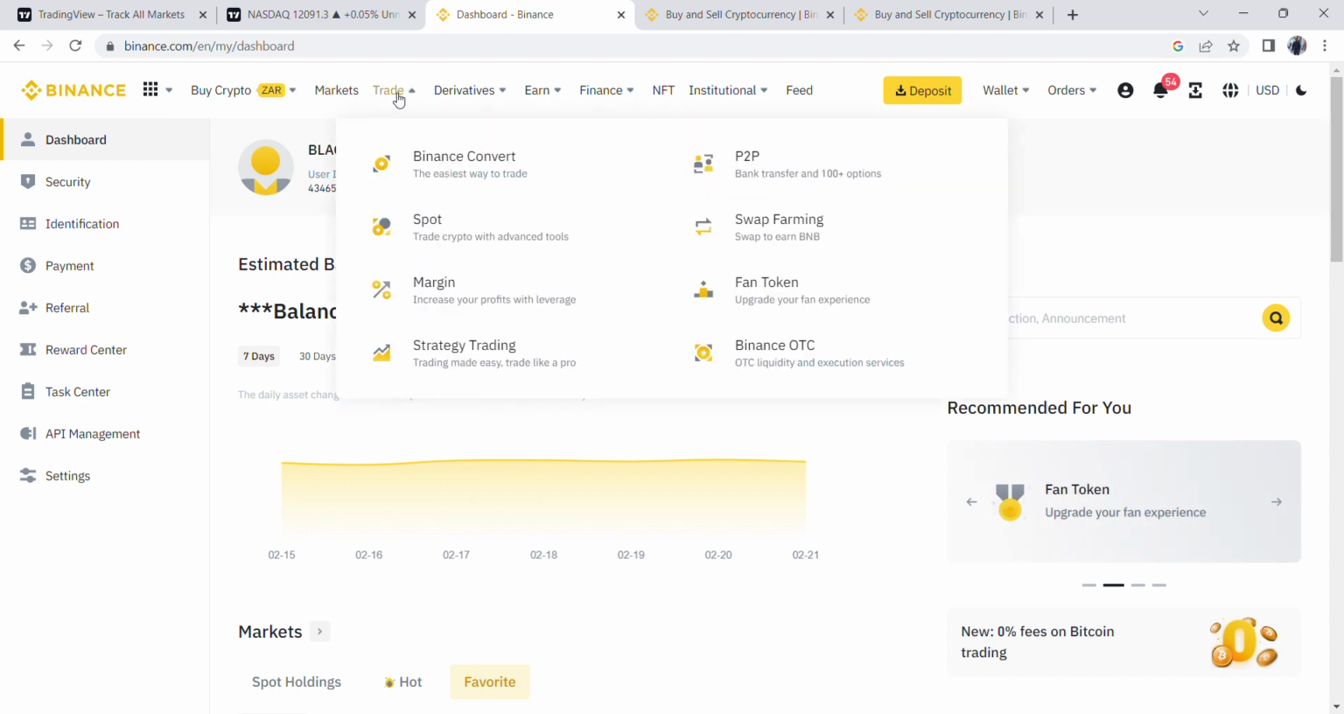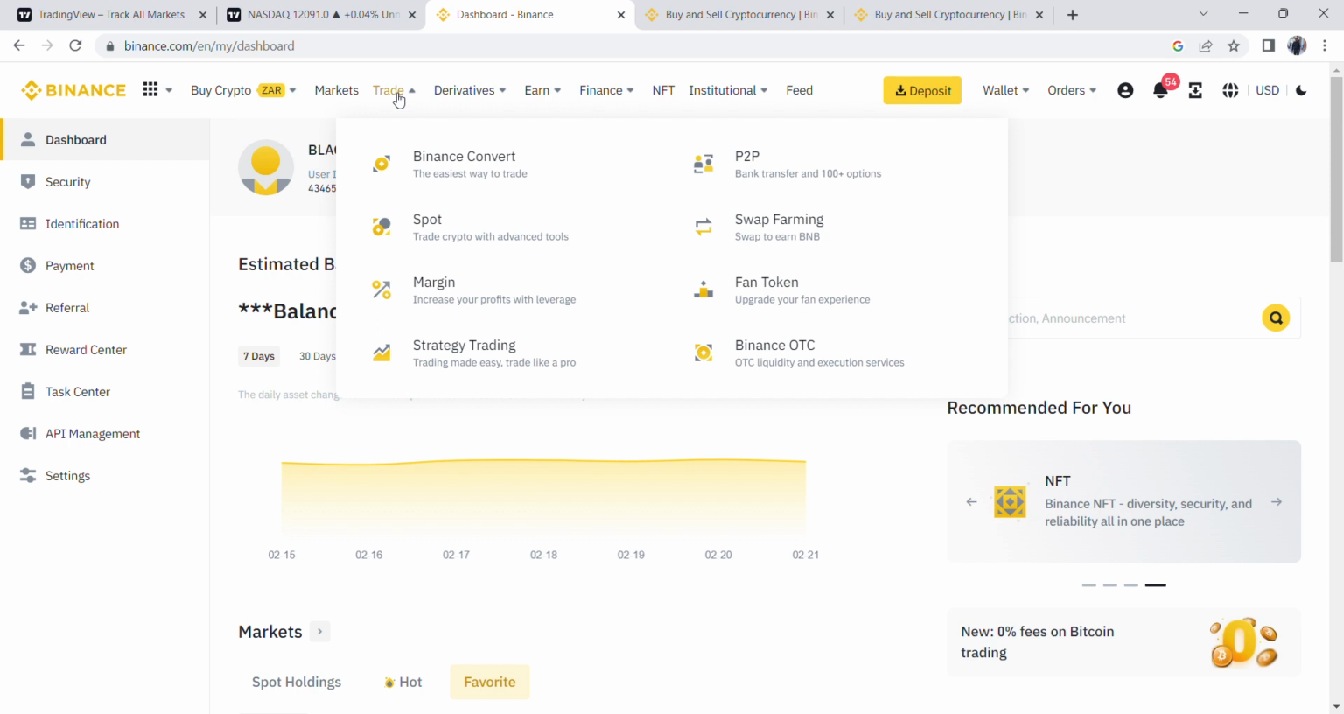Then, obviously, we have Binance Convert, which can convert. You can see how much Bitcoin, if you have one Bitcoin, how much is it in BNB? If you have this much XRP, how much is it in BTC? It's basically a calculator. Then you have your spot, trade crypto with advanced tools, spot trading. Then margin, increase your profits with leverage.